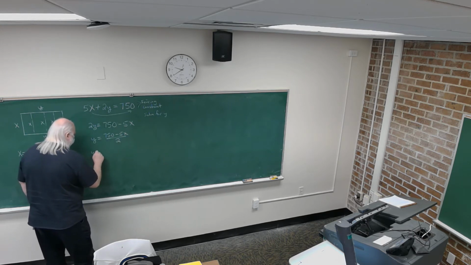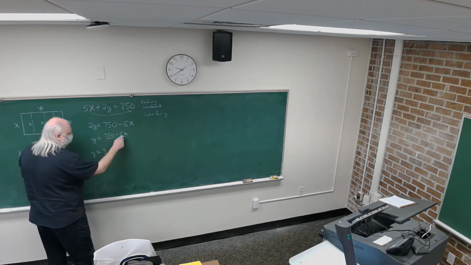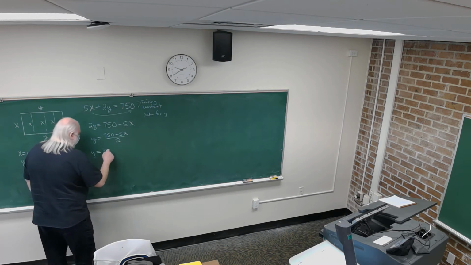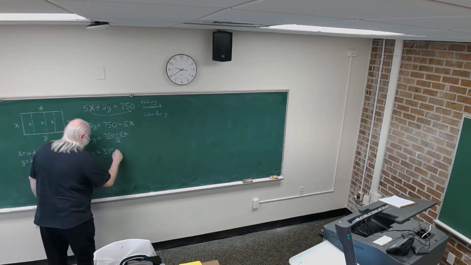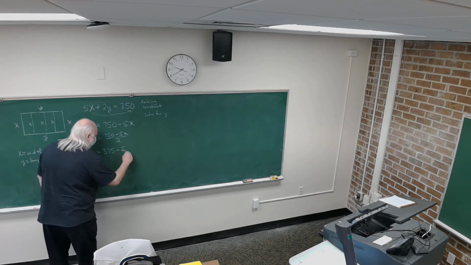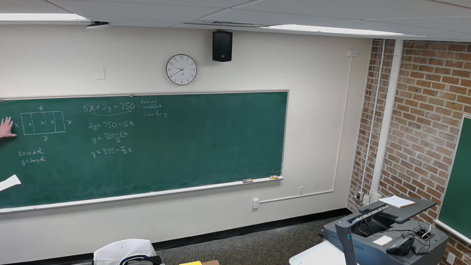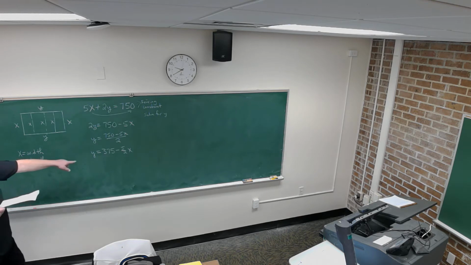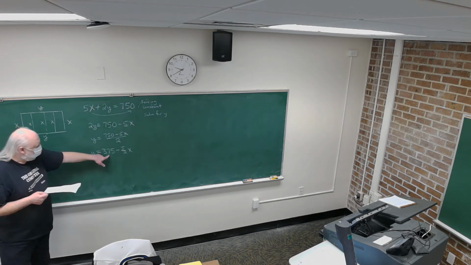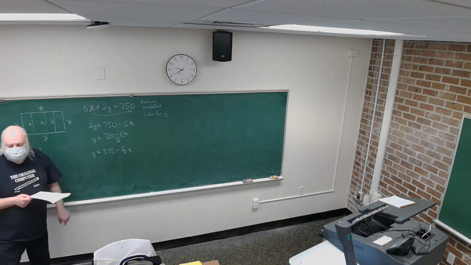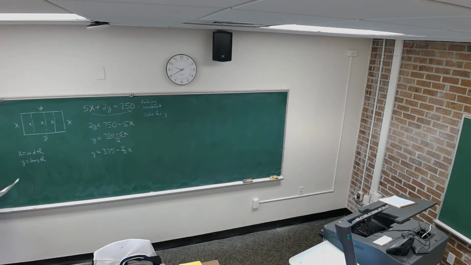And we get y, the length of the rectangle. We can divide 750 by 2 and 5x by 2. And we get y, the length of the rectangle, is equal to 375 minus 5 halves x. So whatever the width is, the length y is going to be equal to 375 minus 5 halves times the width. Okay. All right.